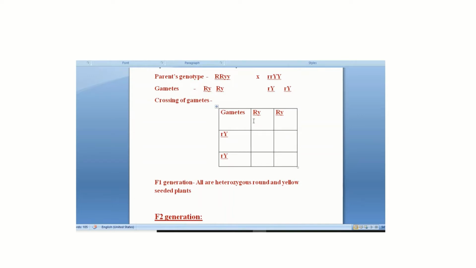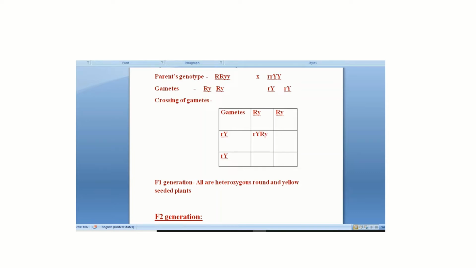First parent gametes: capital R small y, capital R small y. I wrote it here. Second parent's gametes, you can see small r capital Y, small r capital Y. Now we need to cross them, this with this. When we are crossing them, generally children have a tendency to write like this. Actually it should not be written like this. The alleles for one characteristic should be together and the alleles for another characteristic should be together.